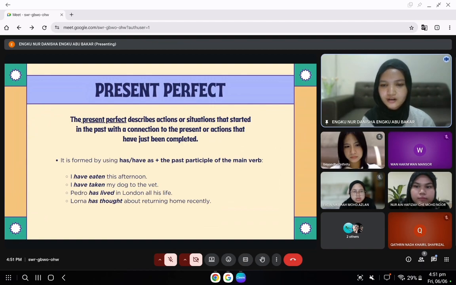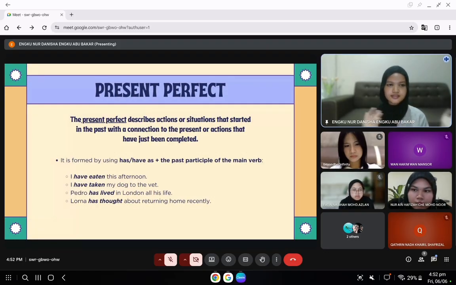So, for examples, I have eaten this afternoon, or I have taken my dog to the vet. Just bear in mind that simple past is an action that doesn't continue in the present, while present perfect describes actions and situations that started in the past, but it is still connected with the present time.